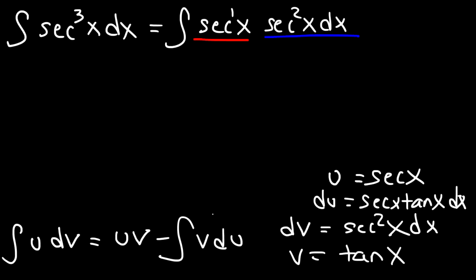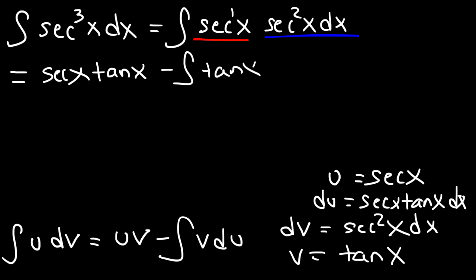So using this formula, it's going to be u times v, so that's secant x, and v is tangent x, minus the integral of v du. So v is tangent, and du is secant tangent, and then dx. So we have tangent times tangent, which I'm going to rewrite as tangent squared.